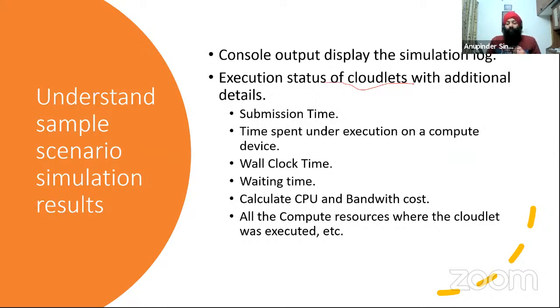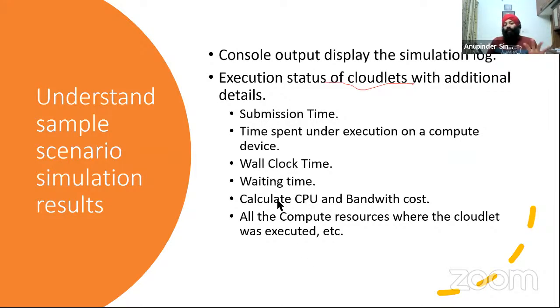Wall clock time is one, which resembles when the task was submitted and when it is actually executed. In between, what time has been spent on what is not considered, but wall clock time is the time between the submission and the time at which its execution is over. Then there is waiting time. So wall clock time is basically the time spent under execution plus waiting time since the time of the submission, right? So that is what you have.